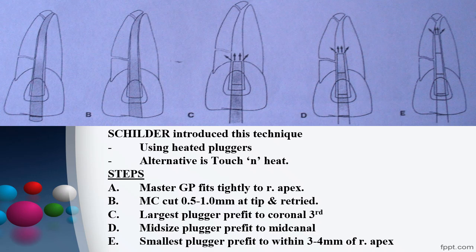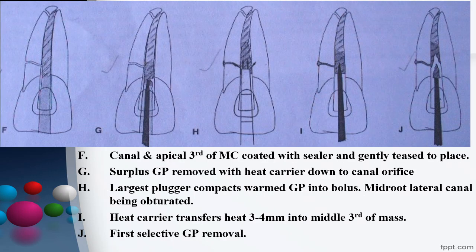The steps include: the master cone fits tightly to the radiographic apex. The master cone is cut 0.5 to 1 mm at the tip and retried. The largest plugger is pre-fit to the coronal third, then a mid-size plugger is used to condense the GP, and the smallest plugger is pre-fit to within 3 to 4 mm of the root apex. The canal and the apical third of the master cone are coated with sealer and gently placed, and surplus GP is removed with the heat carrier down to the canal orifice, and the largest plugger compacts the warm gutta percha into a bolus, with a mid-root lateral canal being obturated.